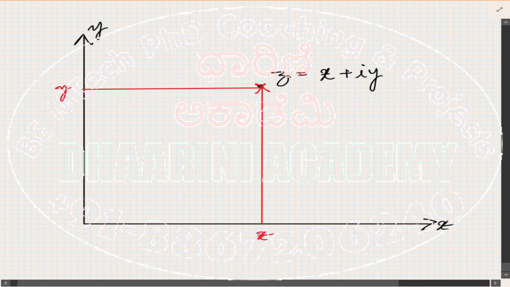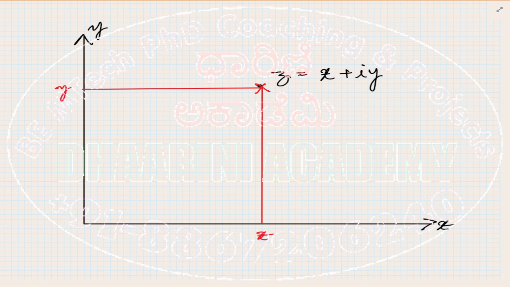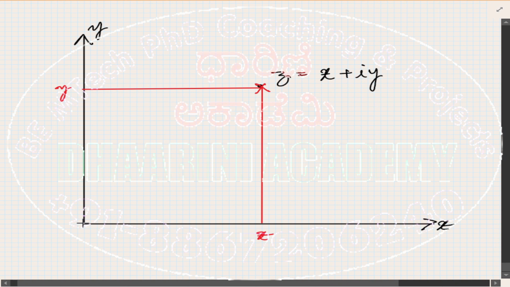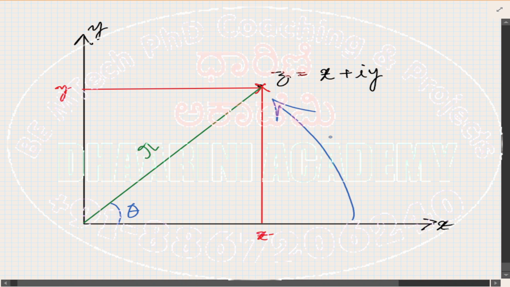Now I can actually reach the same point z without moving along the x-axis and y-axis. Let me assume that I take a straight line connecting the origin to the point. This is the new coordinate system. This distance I am going to call r. And I also have another angle that I can measure with respect to the x-axis. Let's call this theta. So take a distance r from the origin and rotate it by an angle theta from the x-axis. So this line will be somewhere here initially.